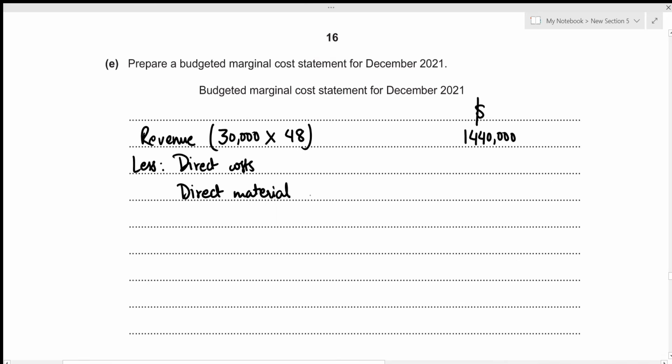So direct materials, we require it for 30,000 units as well. Each unit requires 4.5 meter of direct materials, so we're just going to multiply with 4.5. And each meter of the direct material costs $4, so we're just going to multiply with 4 again. This gives the total direct material to be 540,000.